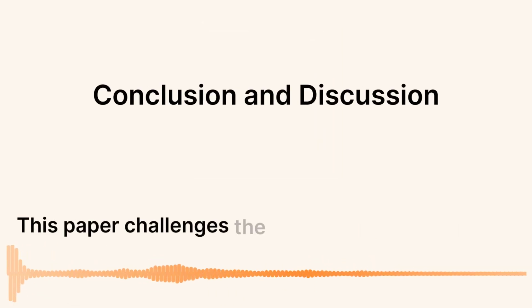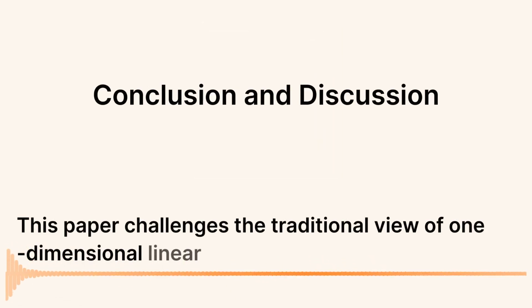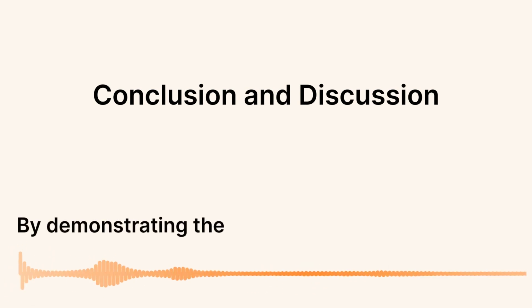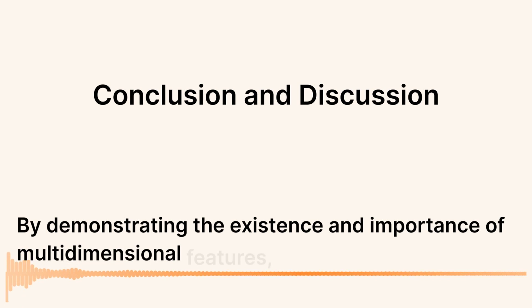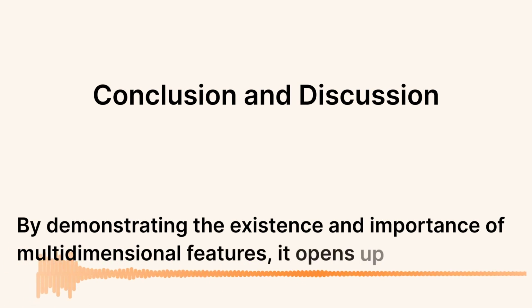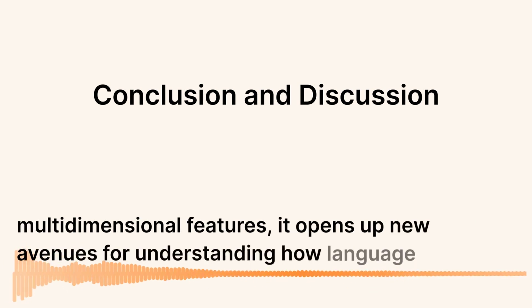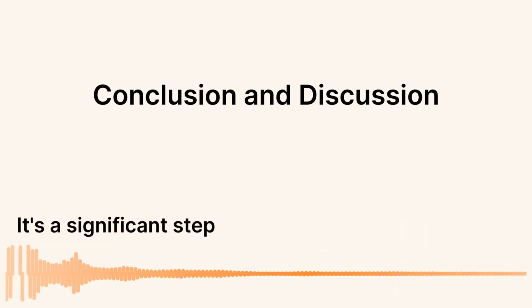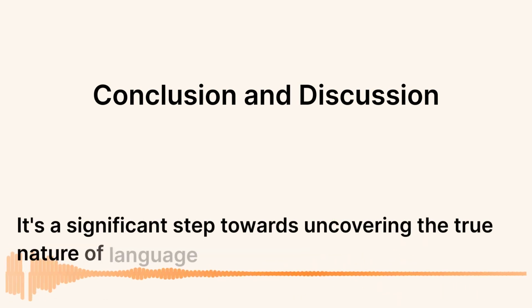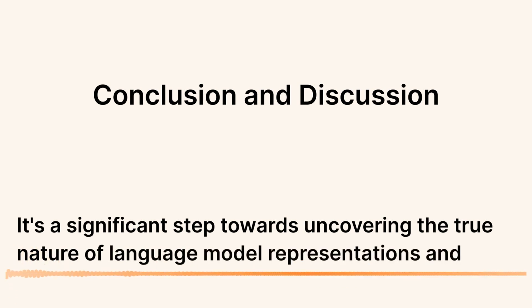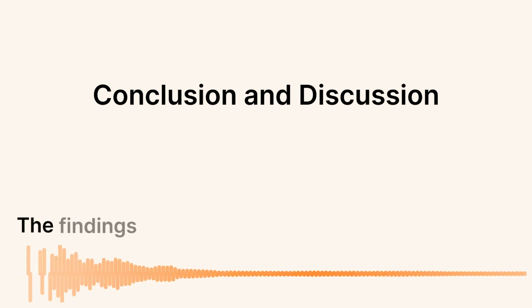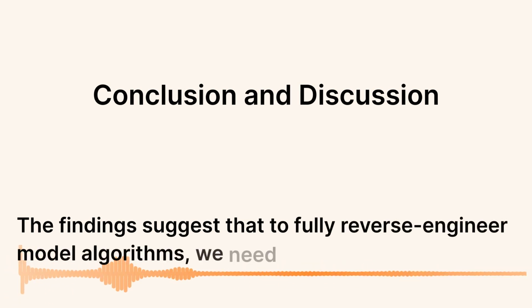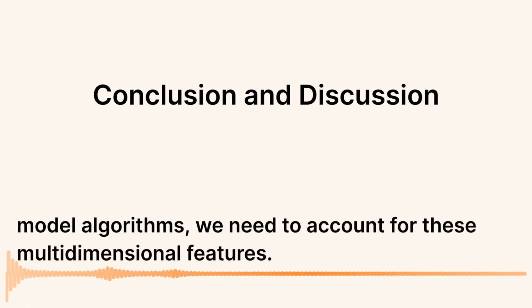This paper challenges the traditional view of one-dimensional linear representations in language models. By demonstrating the existence and importance of multidimensional features, it opens up new avenues for understanding how language models process complex information. It's a significant step towards uncovering the true nature of language model representations and how they operate. The findings suggest that to fully reverse engineer model algorithms, we need to account for these multidimensional features.